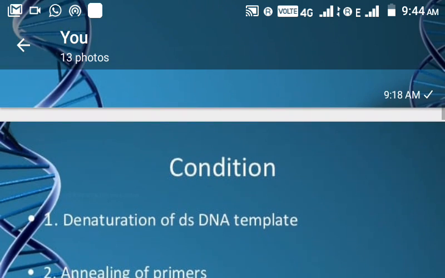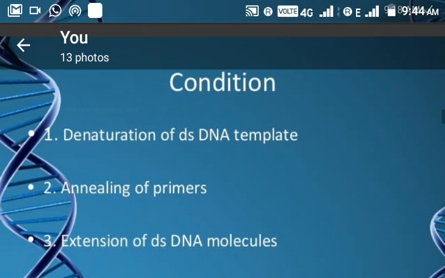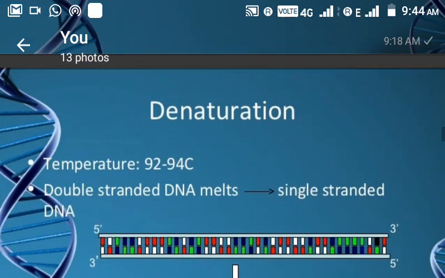Next, conditions. Actually this is not the condition, it is appropriate to call it the different steps of PCR. So these are the three different steps. First one is denaturation of the double-stranded DNA template. Second is annealing of primers. Third is extension of double-stranded DNA molecules. Now we'll see them in detail one by one.